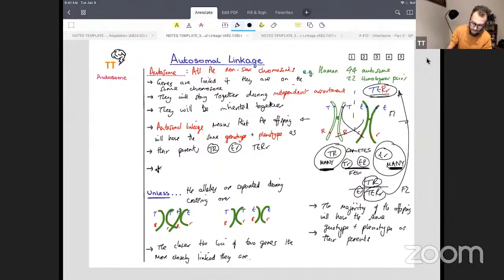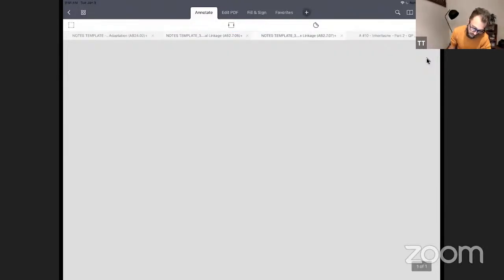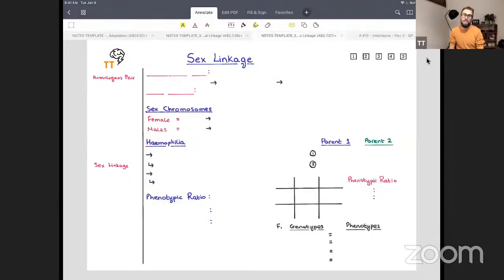Okay, how are we doing for time? 15 minutes. Okay, we've got a choice, and I give you the choice. You are the people. We can do sex linkage in terms of theory, or we can do a question on autosomal linkage. If the genes are autosomally linked, you do not get a 9 to 3 to 3 to 1. Everyone wants to do questions, basically. Okay.